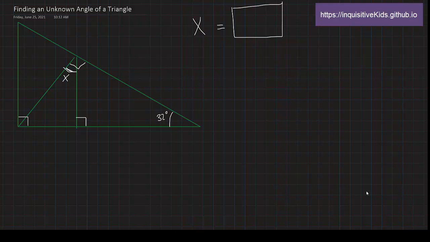Another part of 7th grade math is learning the basic geometry, right? For example, finding an unknown angle of a triangle, and that's what we're going to practice in this video. So let's get started.